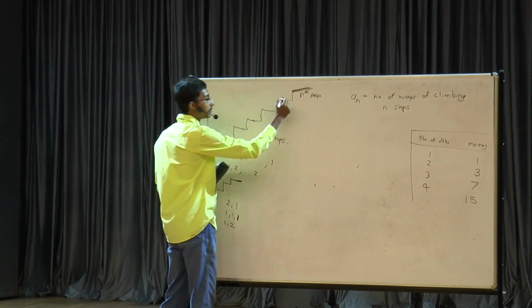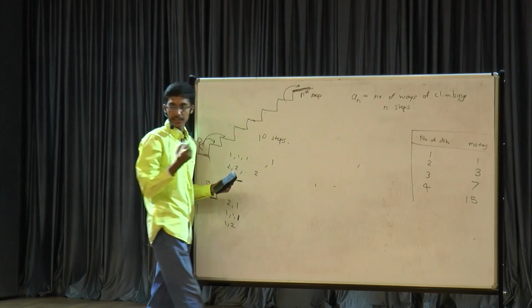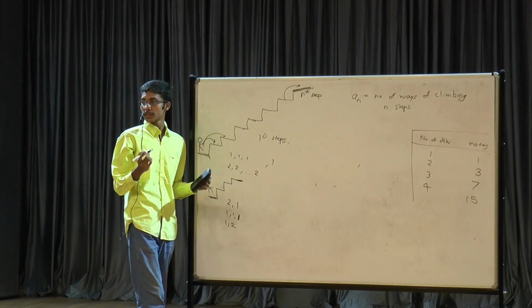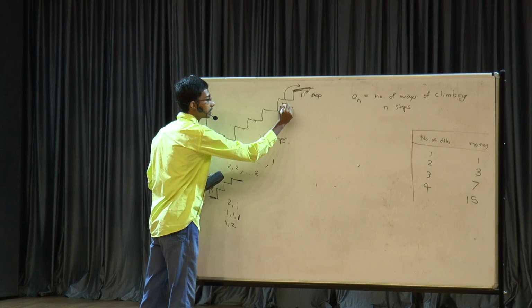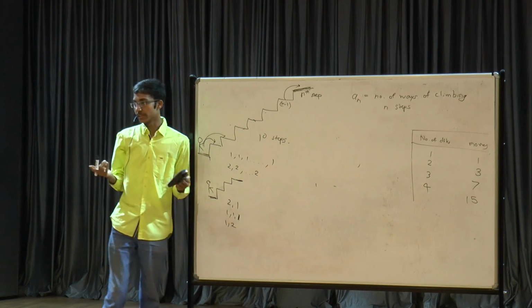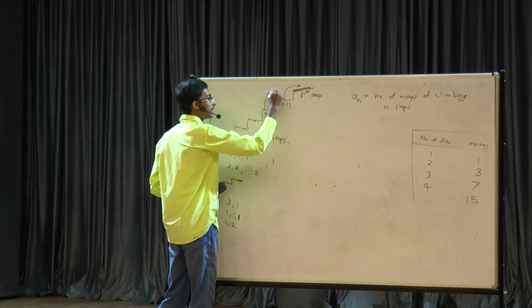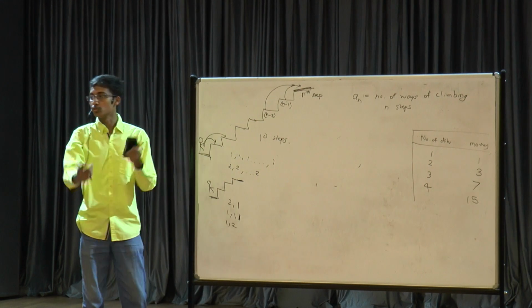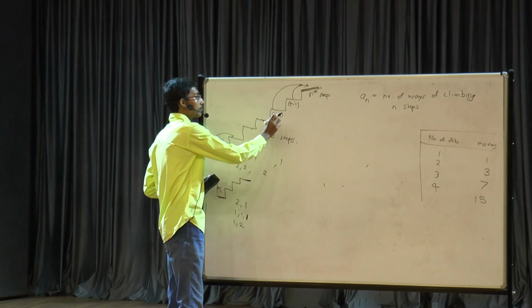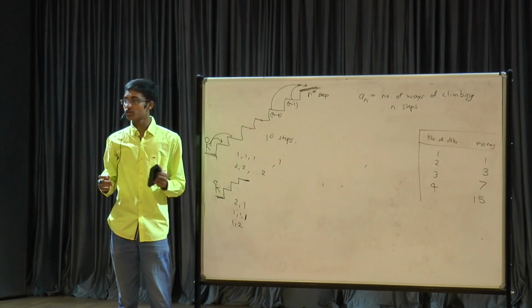One is, I am taking a step from here to here directly. Right? I can come to the n minus 1th step and then take 1 step to reach n. Or I can come to n minus 2 and take one step of 2, skipping 1. So do you see that these are the only ways of going to the nth step?